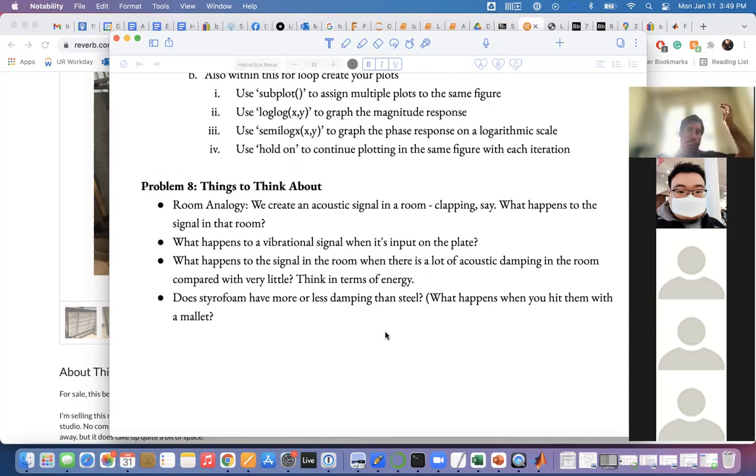So we're going to make an analogy to a room. We create an acoustic signal in a room, clapping, say, okay? What happens to the signal in that room? AME folks, tell me what happens if I clap in a room. What happens to that signal? The waves bounce off the walls. Yeah, totally, right? Do they persist forever? Little by little, they lose energy. Yeah, totally, right? Okay, I like it.